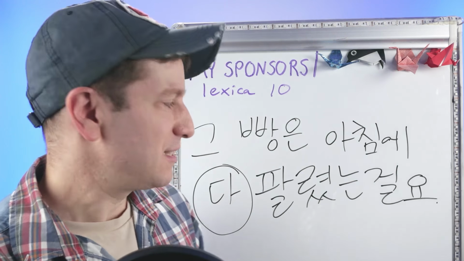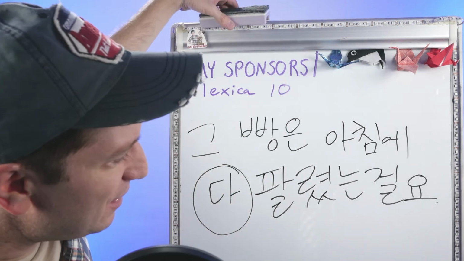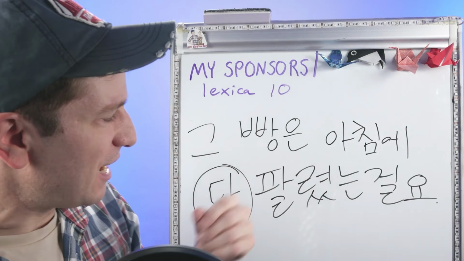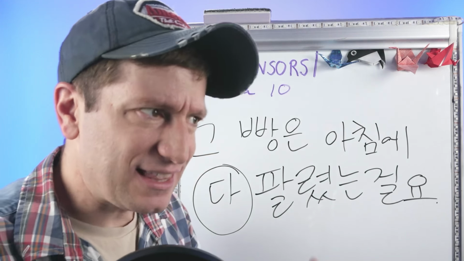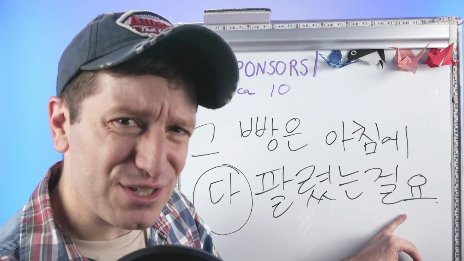sell. In this case, 다 팔리다, it all sold. That's like it's sold out. 다 팔려는 걸요? 그 빵은 아침에 다 팔려는 걸요? So I think that bread actually all sold out in the morning. I think that bread all sold out in the morning.